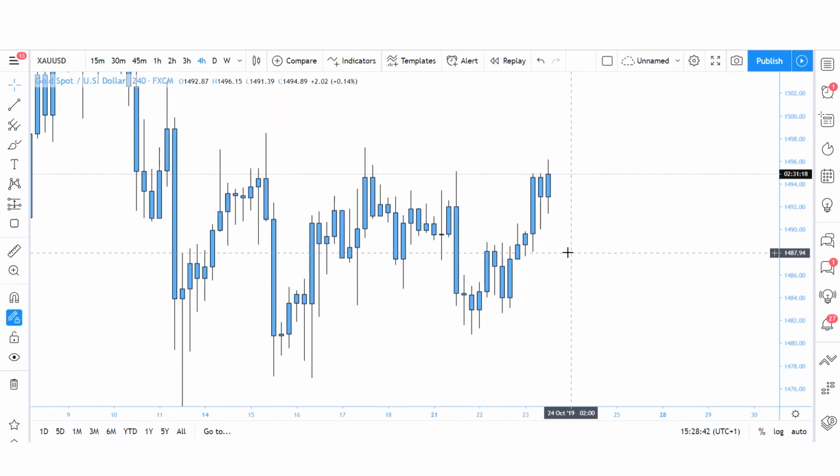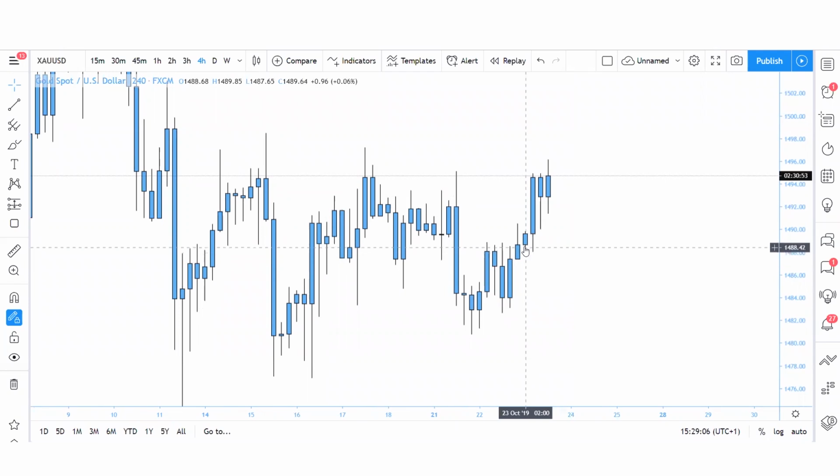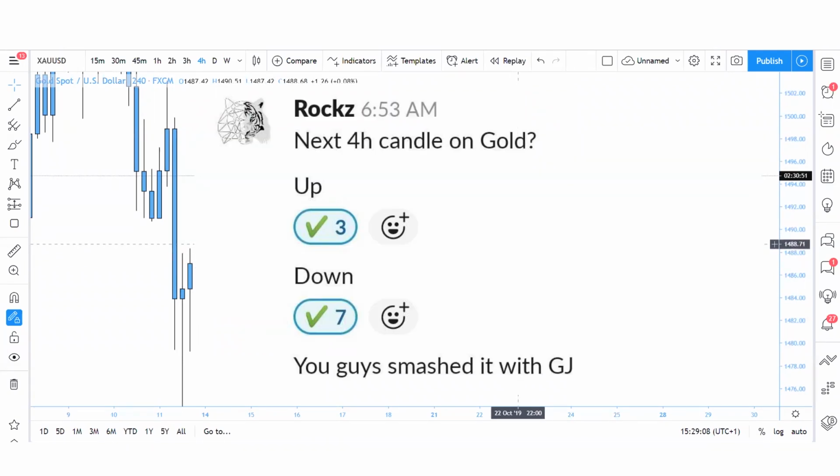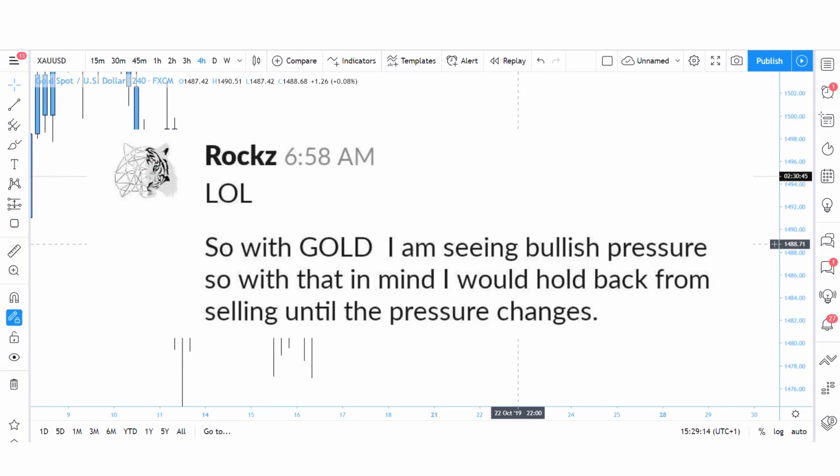I put out a poll this morning to my members to ask if they thought gold was going to go down at this point, or if gold was going to go up. Now, some of them said up, some of them said down, and I'm going to break this down to everybody so you can identify this.